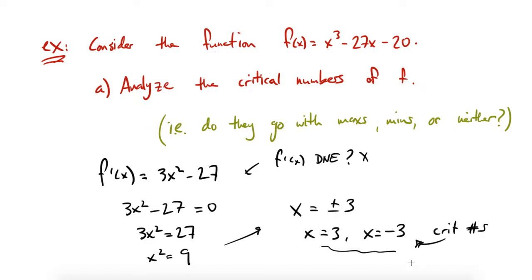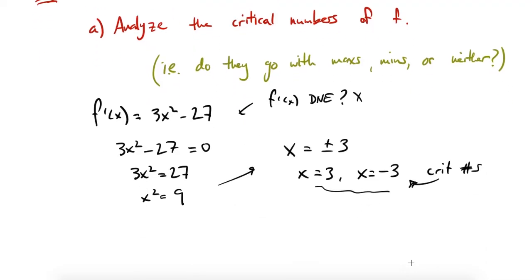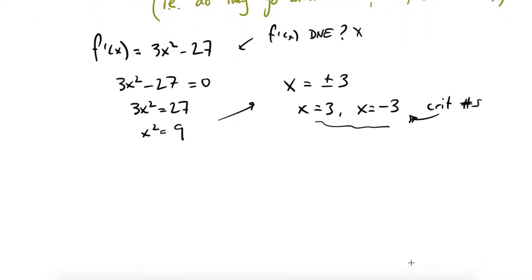So now what I want to do is test these critical numbers and see whether or not they go with maximums and minimums. And in particular, I don't want to have to know what the graph of f looks like to be able to do this. So essentially what I'm going to do is take these critical numbers and put them on a number line. And I'll talk about why that is in just a second. So I'm going to put these in order on the number line. Right, so negative 3 over here, and 3 over here.